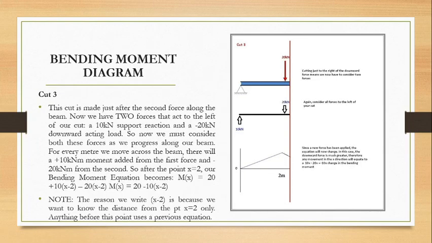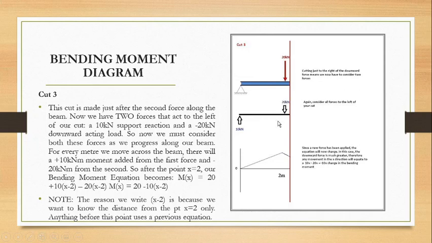Then we are going to make another cut, number 3, just after the second force along the beam. You see this red line. Now from the free body diagram we can see that there are two forces acting on the left side of the cut: a 10 kilonewton support reaction and a 20 kilonewton external force acting downwards. So this force is going to be minus.